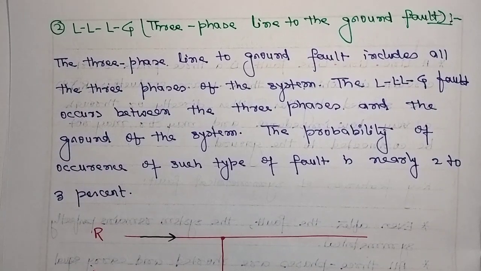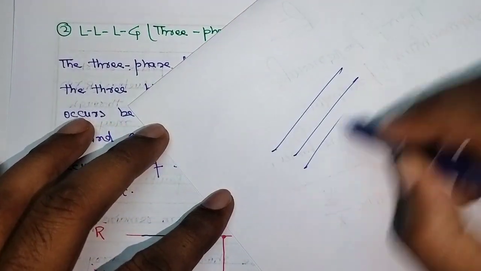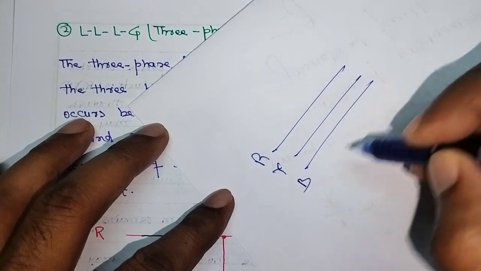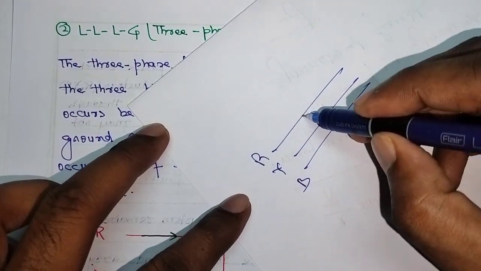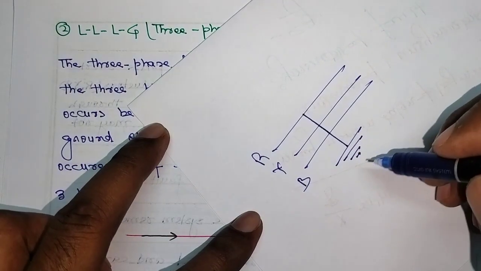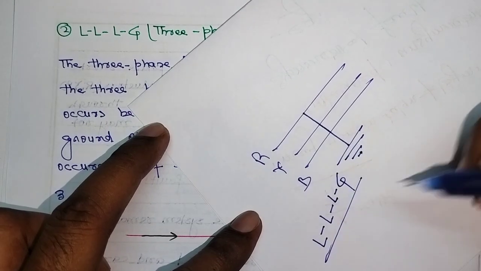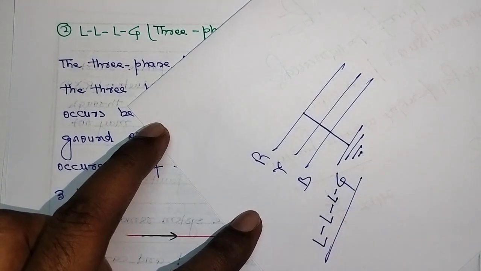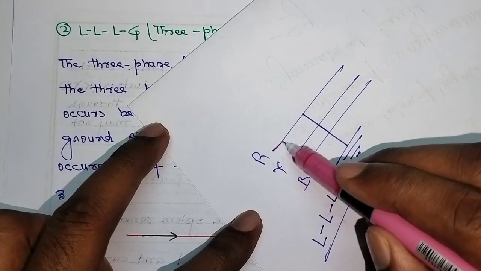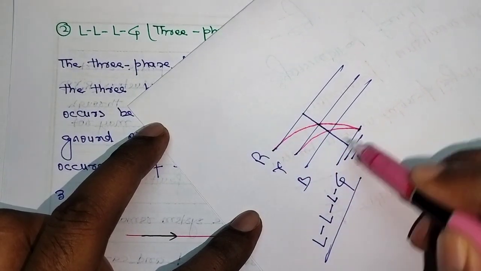Next we have the line to line ground fault. The word itself shows that there are three lines, R, Y and B, and when they get shorted they also get grounded. Such a type of fault is called the line to line ground fault. In this system, three conductors get shorted and are also grounded.